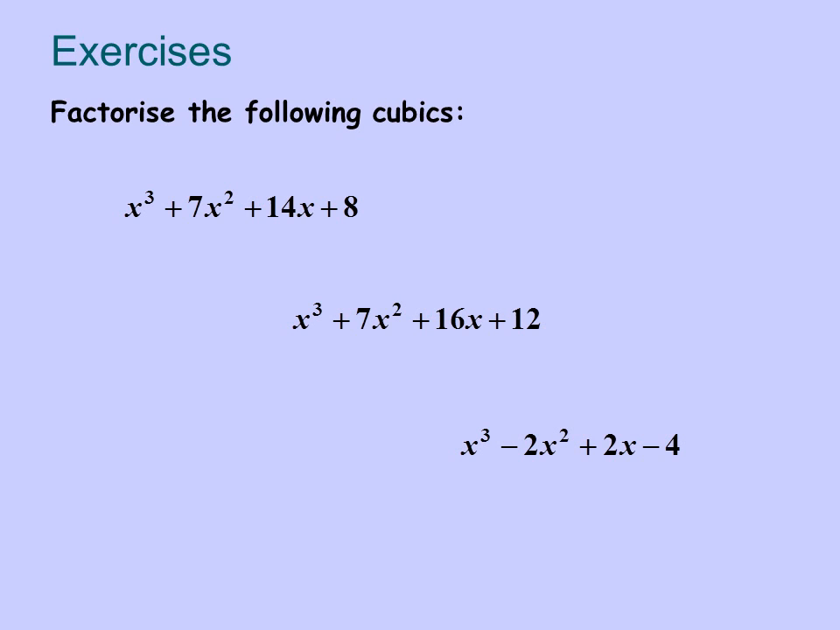Here are 3 questions for you to factorize fully. Question 1: x cubed plus 7x squared plus 14x plus 8. Question 2: x cubed plus 7x squared plus 16x plus 12. And question 3: x cubed minus 2x squared plus 2x minus 4. Pause the video, work out all 3 questions, and when you're ready, press play to check your solutions. Remember, I may have used another value to substitute in when using the factor theorem, but your final answer should be the same as mine.